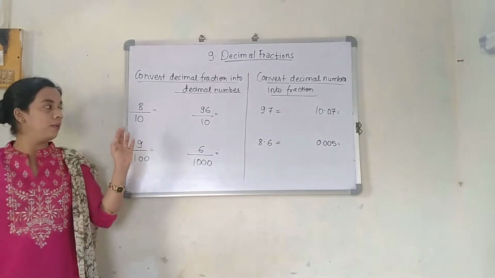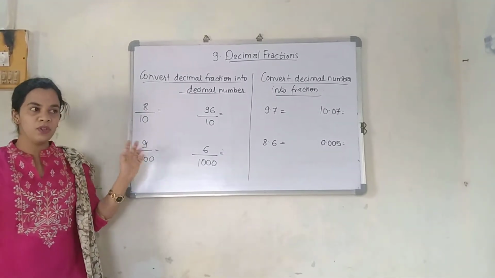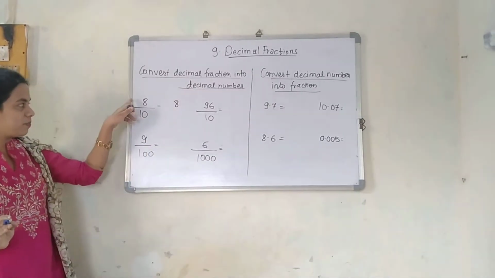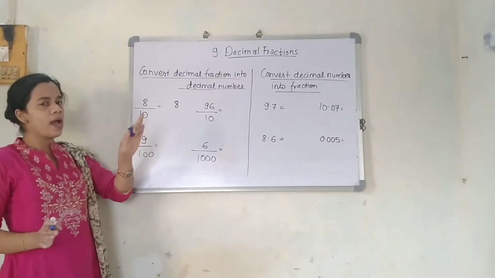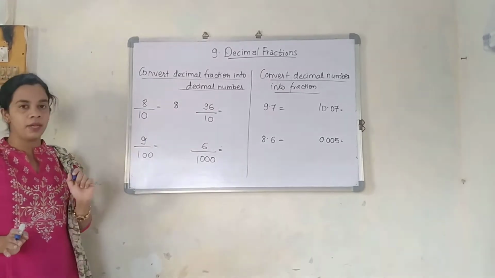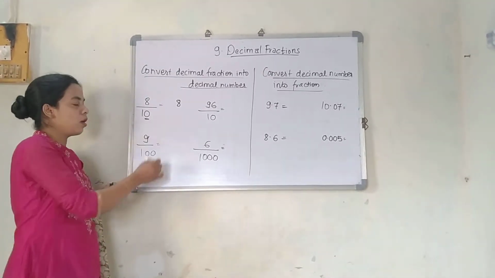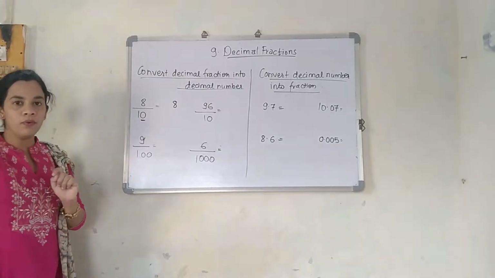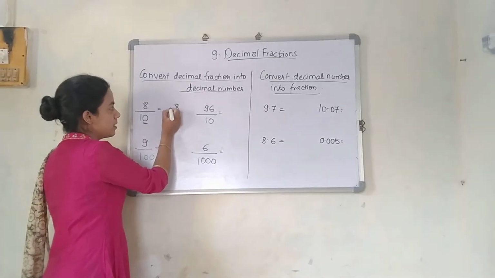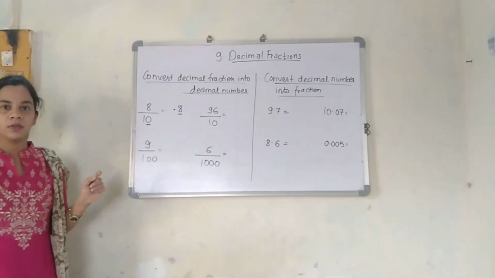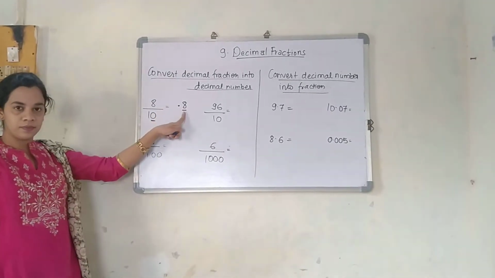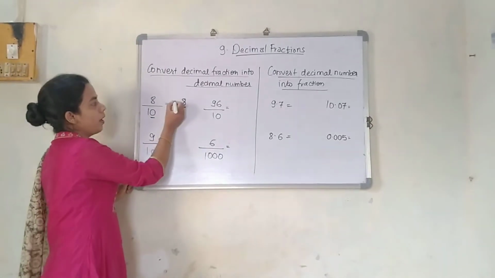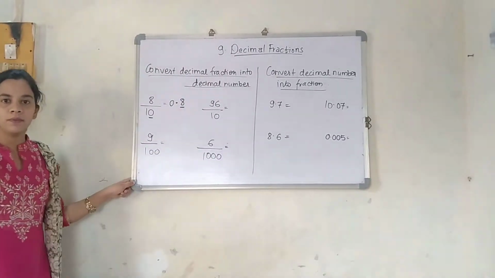Just see near the board. 8 upon 10. Whichever number is present on the numerator, write as it is. Okay, you have written that number 8. Now just count the zeros. How many zeros are present over here? Only one zero. So leave one place, leave this place and give point. 1 0, so one place. That one place is this side. You are going to give point immediately and the answer will be 0.8.